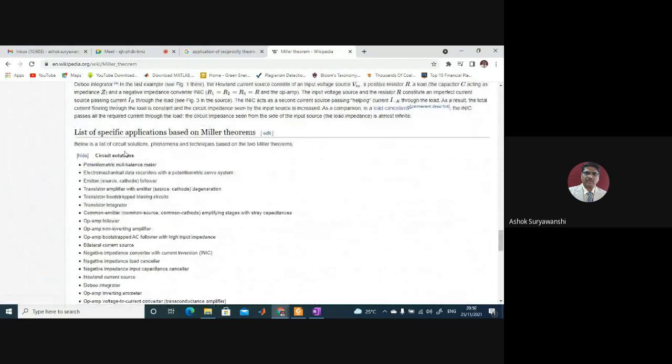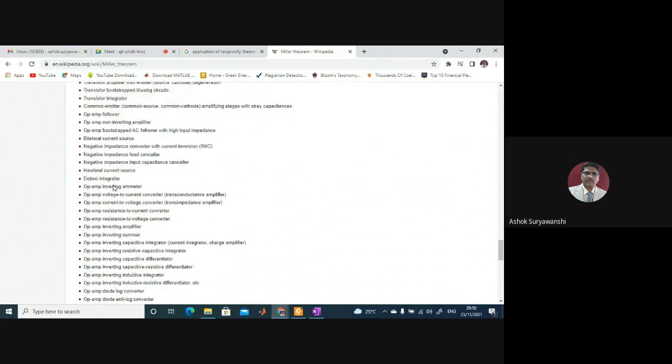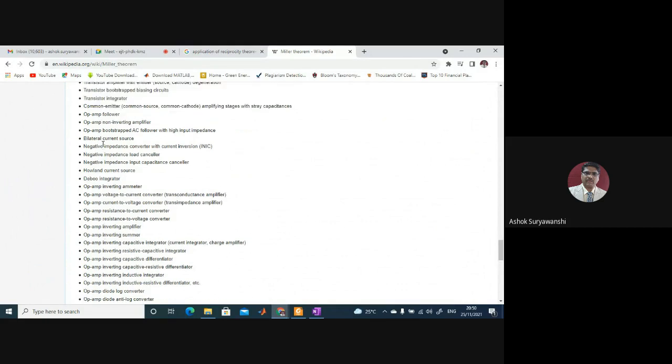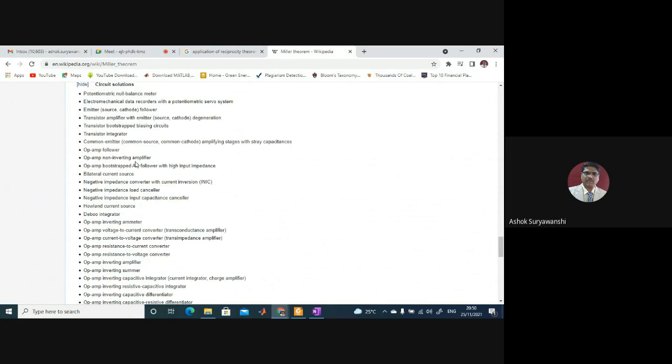So you can see a list of specific applications based on Miller's theorem. For circuit solutions, there are n number of circuits wherein this Miller's theorem is used, and all these are amplifiers, either transistor amplifiers or operational amplifiers. As I said, in different negative feedbacks of the transistor amplifier, this Miller theorem is used, right? The transistor integrator uses it, and the bootstrapping principle uses it.